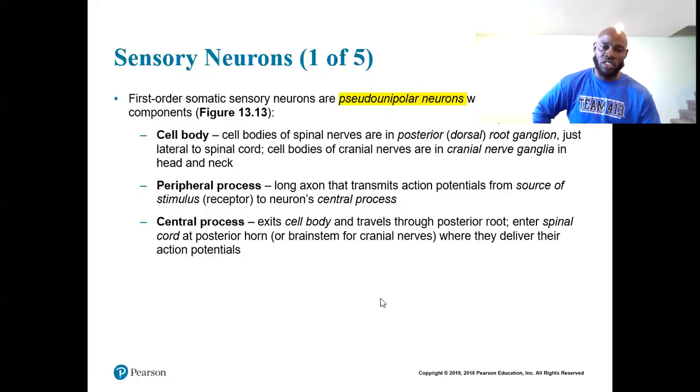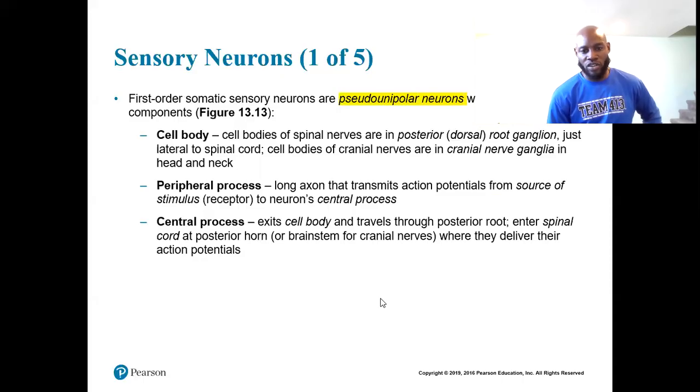All right, sensory neurons. You have first order somatic sensory neurons, or pseudounipolar neurons. Remember we talked about different types of neurons before, I think in chapter 11. Three main components. You have the cell body. Cell bodies of spinal nerves are in the posterior dorsal root ganglion. We talked about that, the little swollen section where you have the cell bodies, just lateral to the spinal cord.